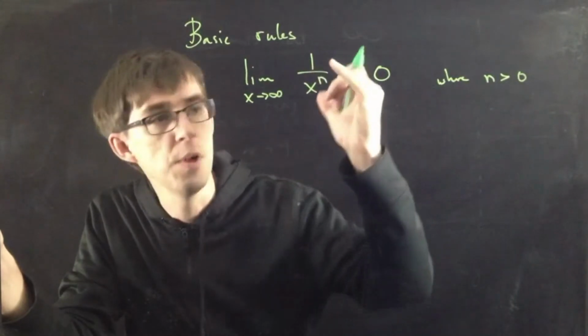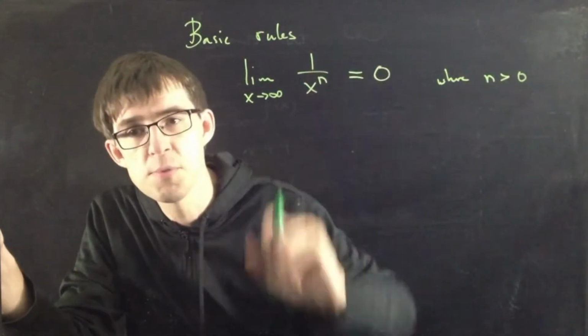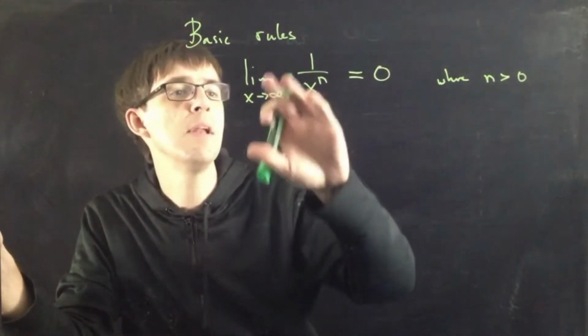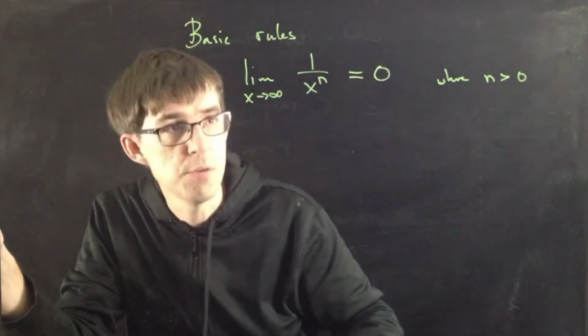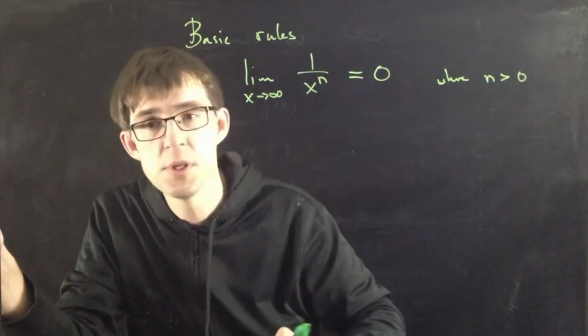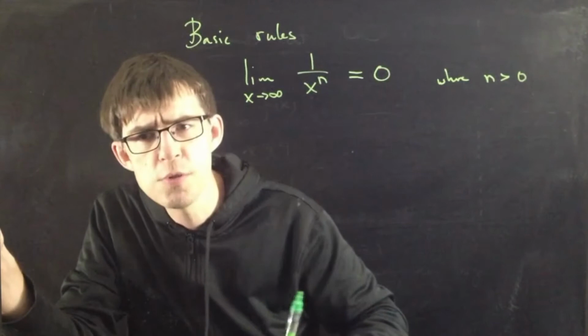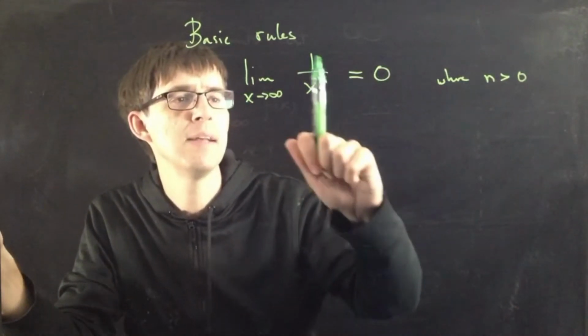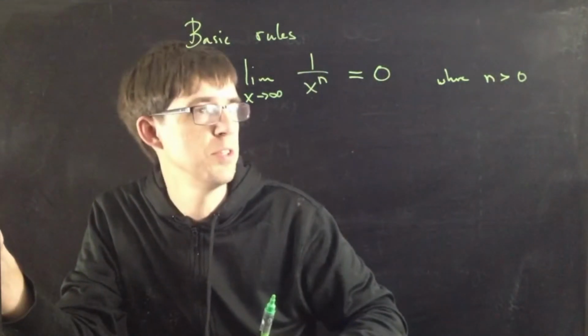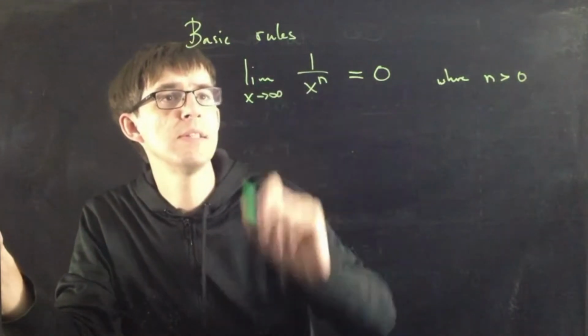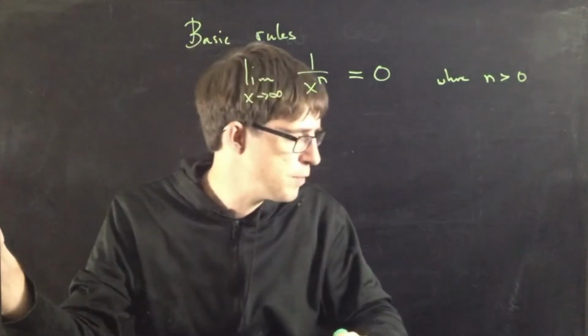But the numerator is just 1. You're looking at 1 divided by some super big number. In the limit, this limit will be 0, right? As x grows forever, the y value will approach 0. This is the first basic rule.